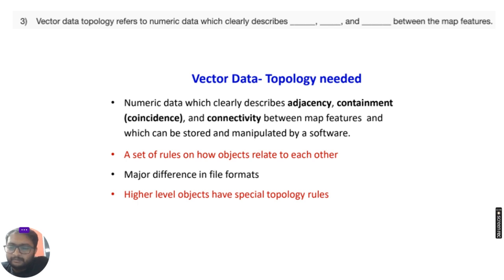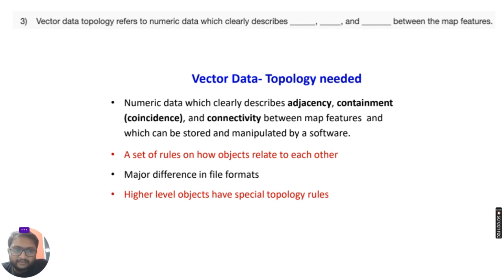If we decode each word, adjacency means how two data are near each other. Let's say a road is there, and near it some park is there, so both data are near each other, connected with some line, or just next to each other. So adjacency shows the nearness of the data sets.